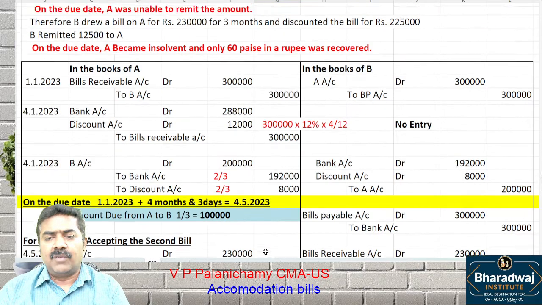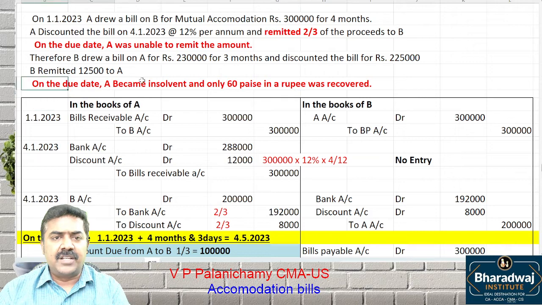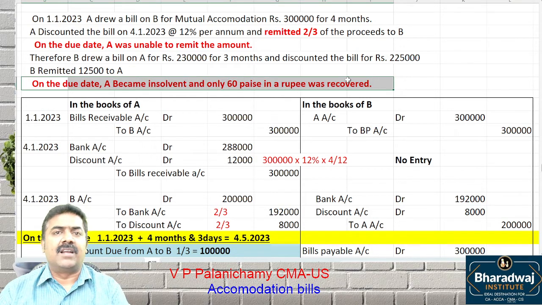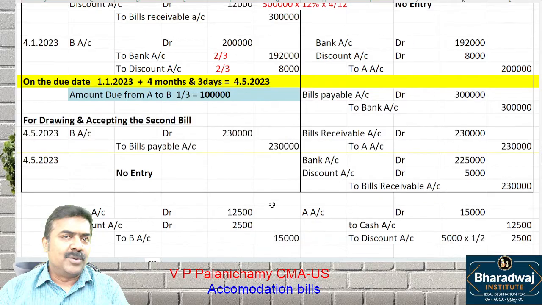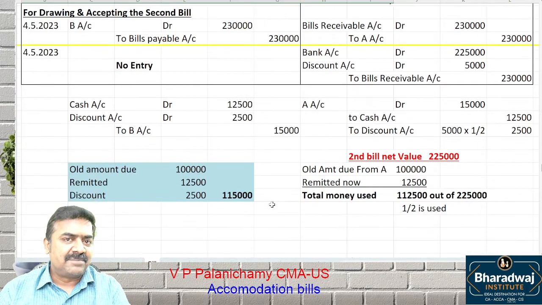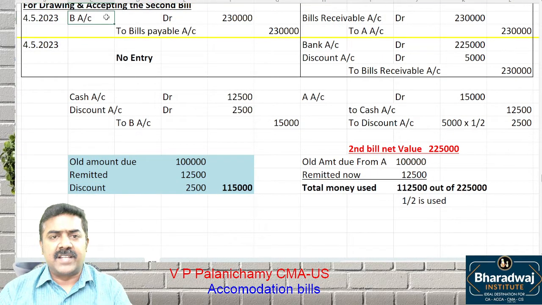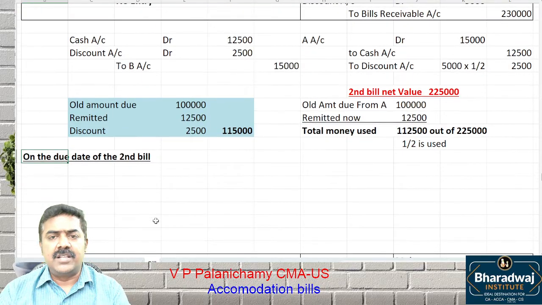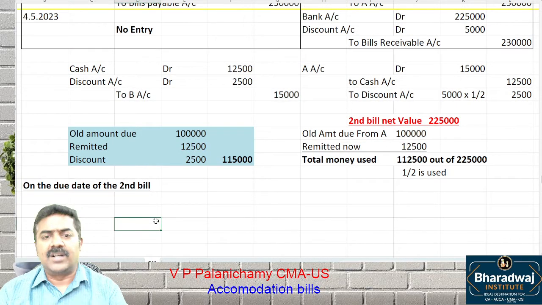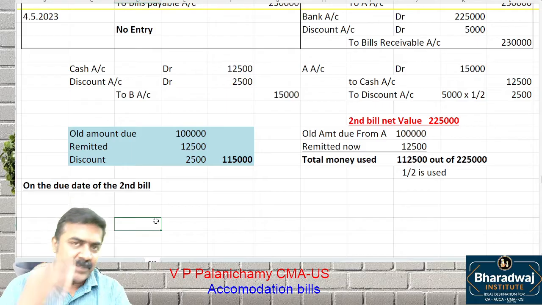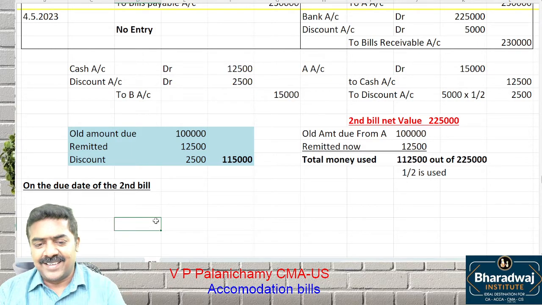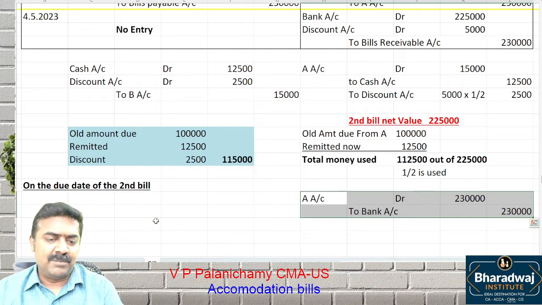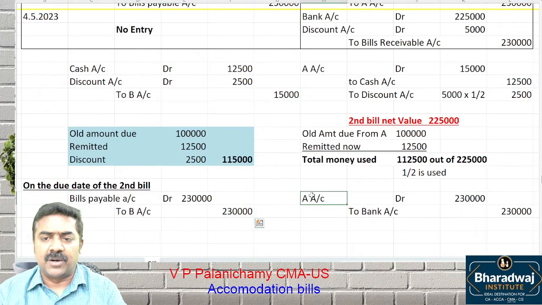What happens on the due date of the second bill? On the due date of the second bill, A became insolvent. Who is the acceptor of the second bill? A is the acceptor of the second bill. We passed the entry B account debtor to bills payable account. Since A became insolvent, the bill has to be cancelled. How to pass the cancellation entry? Reverse entry. Bills payable account debtor to the other party account. The other party will pass debtors account debtor to bank account.